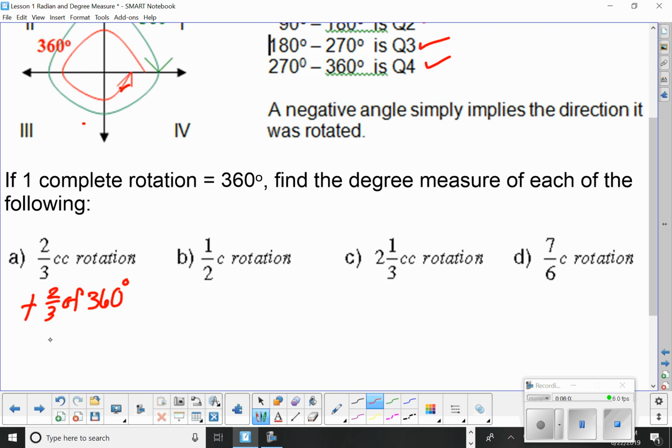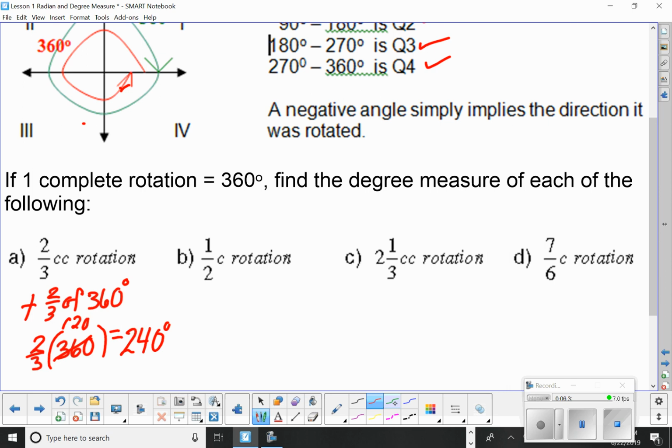So we would do 2/3 times 360 degrees. Now, if you've got your calculator, great. Multiply 2 times 360, divide by 3. If you don't, which oftentimes you won't, realize that 360 divided by 3 is 120, and then you multiply by 2, and you have your 240 degrees.